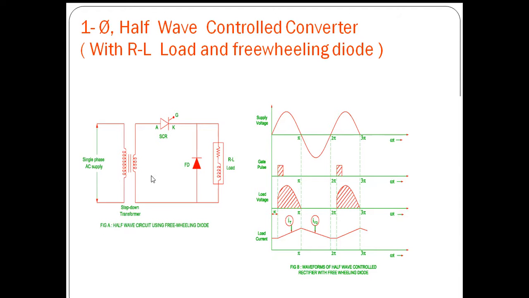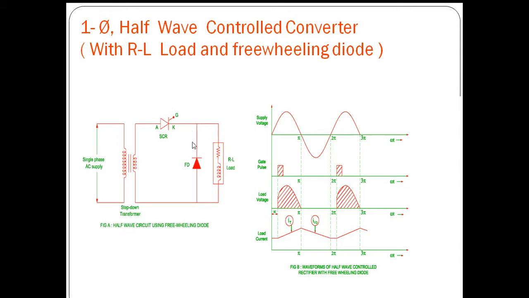Here we are using a single phase transformer, with which we step down the voltage to 30 volts. That voltage is applied to the SCR. This SCR is connected to a load circuit, an RL load, and across the load we place a freewheeling diode. The supply available across the SCR is represented as this sinusoidal waveform. This is the positive half cycle and this is the negative half cycle, and we apply the gate pulses at a delay angle of alpha. We are applying the firing pulses.